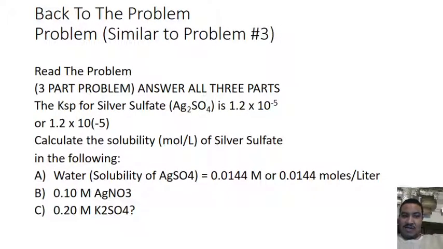And so the solubility of Ag2SO4 is 0.0144 moles per liter.